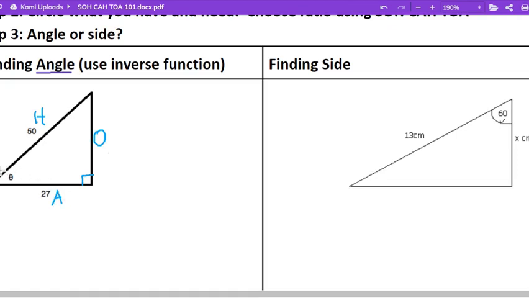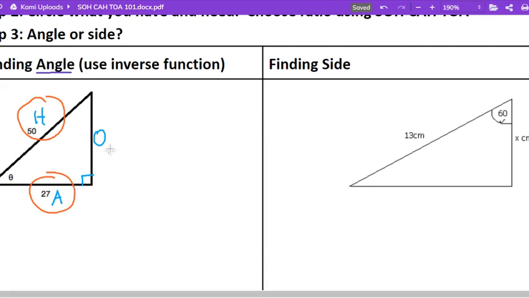Okay, again, it's all about where the theta is. That's step one. Step two is circle what you have and what you need. So what do I have means what information am I given? I know the length of the hypotenuse. I know the length of the adjacent side, so I circle those two.